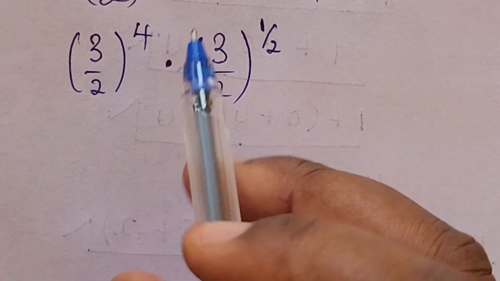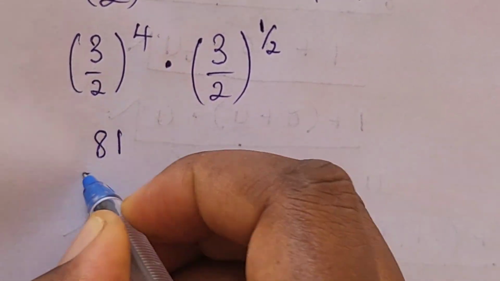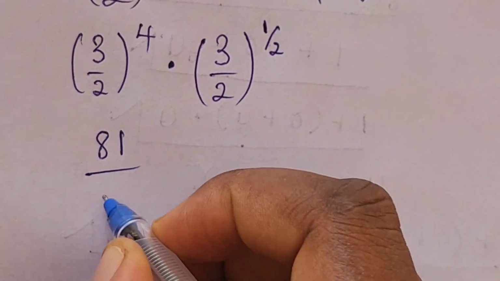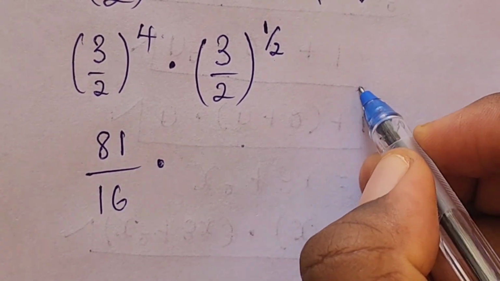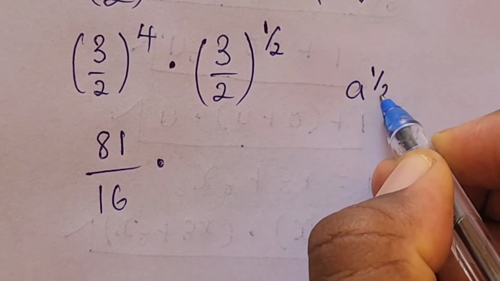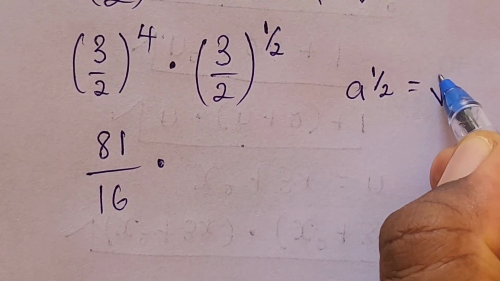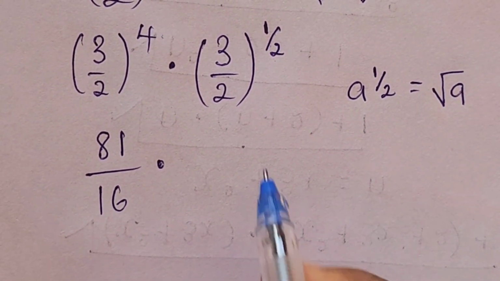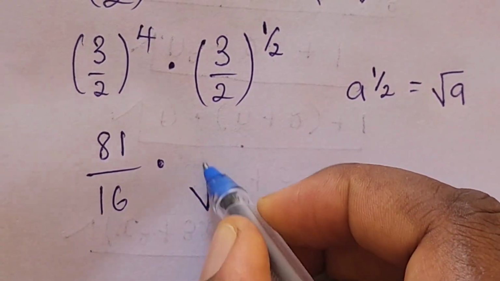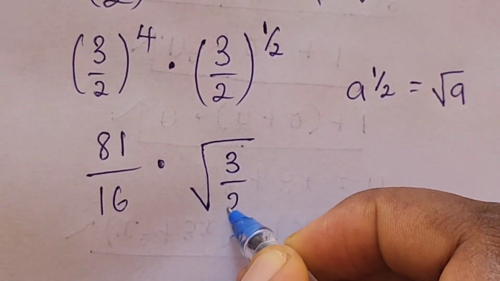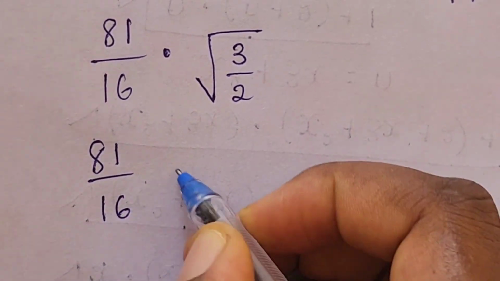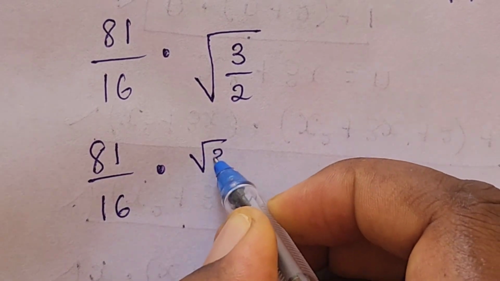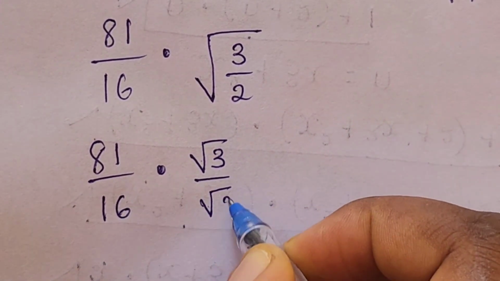3 to the power of 4 is 81, and 2 to the power of 4 is 16, times, when we have a to the power of 1 over 2, this is equal to the square root of a. So this becomes the square root of 3 over 2. So we have 81 over 16 times root 3 over root 2.